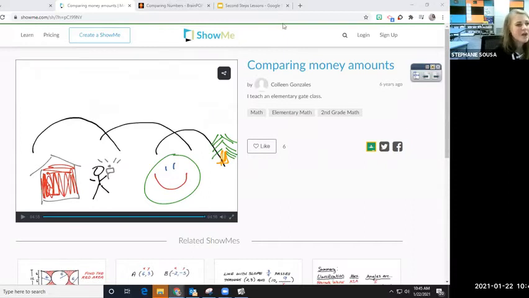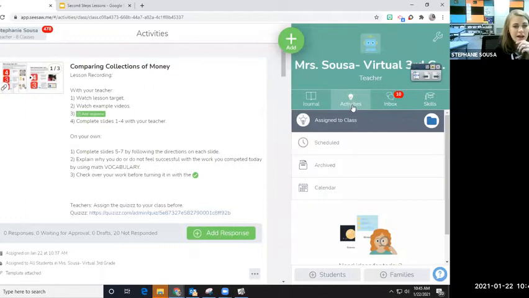Very nice. All right. So comparing money amounts, we're going to take a look at this together today by deciding if we have enough money to buy different toys, okay? You have an activity on Seesaw that has been released to you. It is called Comparing Collections of Money. Go ahead and unlock that. Go ahead and open that up.